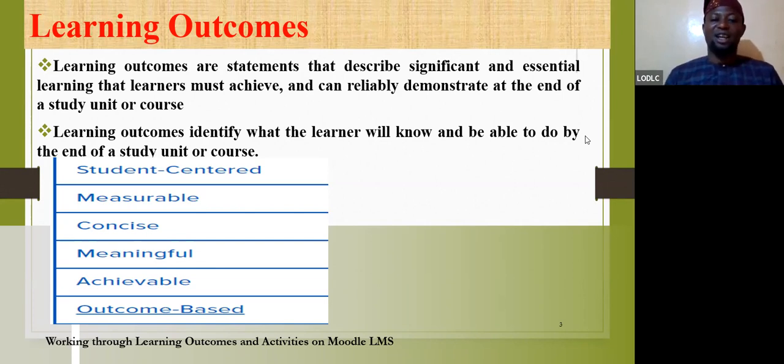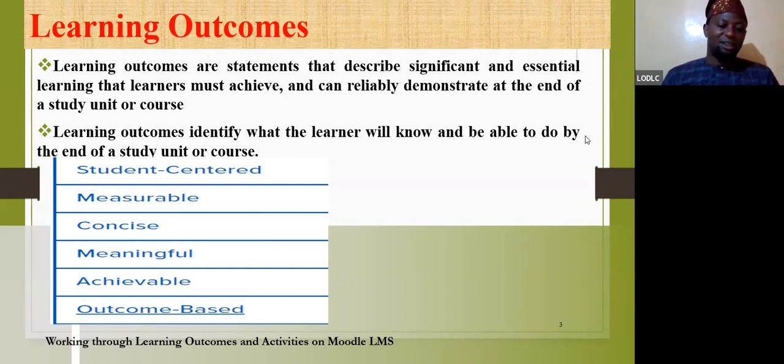Another interesting element of learning outcomes is that they have to be measurable. Learning outcomes are specific, observable, and can be assessed. So that is the reason why we said it has to be what? Measurable. Instructors usually use an action verb to structure or frame their learning outcomes.